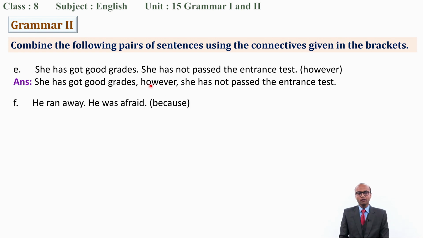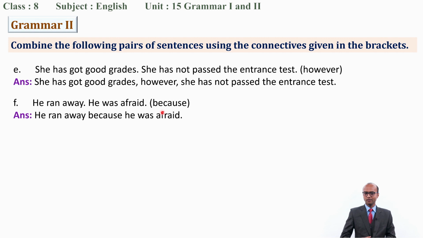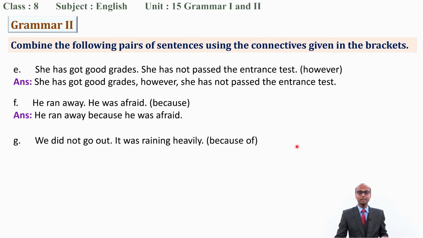Okay. Next, F. He ran away. He was afraid. Why did he run away? Because he was afraid. It's simple, yes? Okay, right answer. He ran away because he was afraid. Good. Okay, let's see the sentences in G.